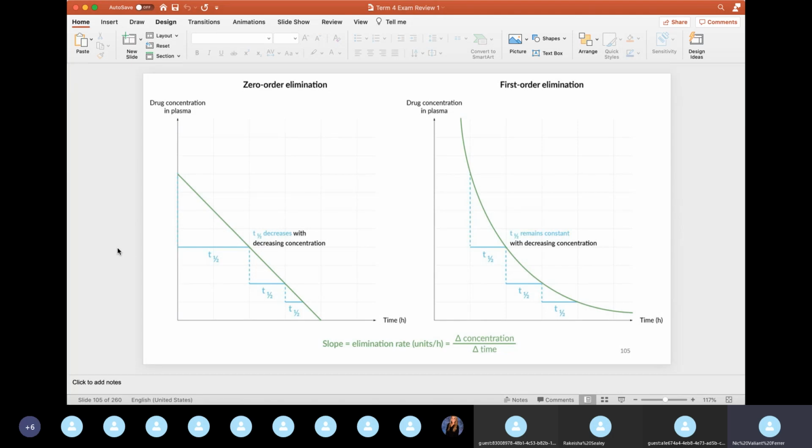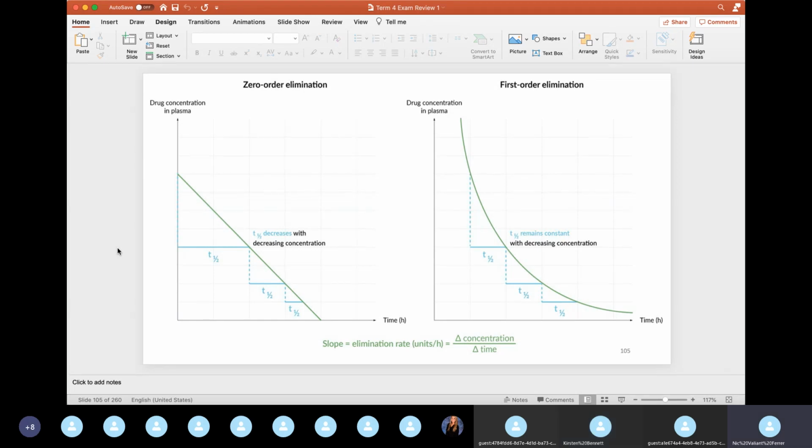What's the difference? Look at the graph. Between zero order elimination and first order elimination, both abscissa of the graph represents time and both ordinate represents drug concentration in plasma. Now tell me, how can we differentiate zero order elimination from first order elimination? First order clearance is constant. Go ahead. So I guess first order has like a constant half-life, and the amount that goes will be half of the original concentration. Whereas with zero order, there's just the same amount being lost.